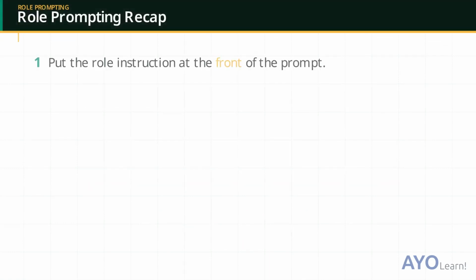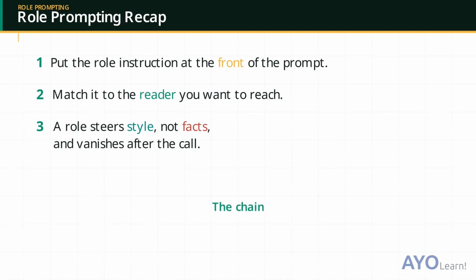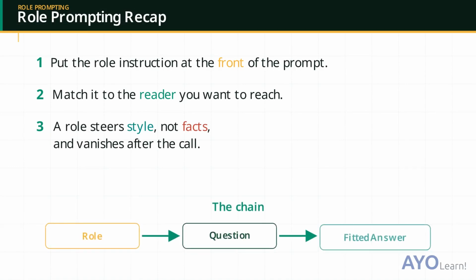To recap, put the role instruction at the front of your prompt. Match it to the reader you want to reach. Remember, a role steers style, not facts, and vanishes after the call. The chain: role, then question, then fitted answer.